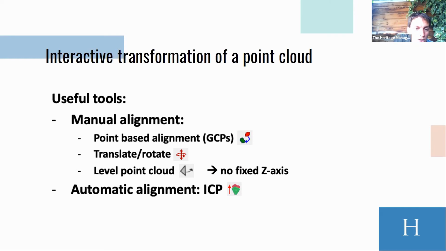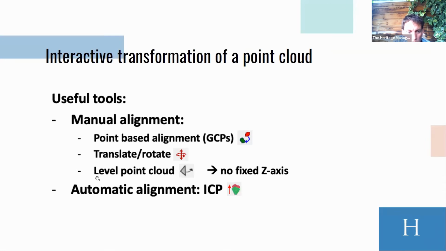So in order to use both techniques in CloudCompare, there are different tools available to do that. First of all, we can use a point-based alignment. So we can use ground control points, assign them in our point cloud, and give the absolute coordinates to these points. That's something that I will show you, how that works. We can also manually translate and rotate our point cloud, which is very good as some kind of a pre-alignment to start further processing, further alignment, further registration.